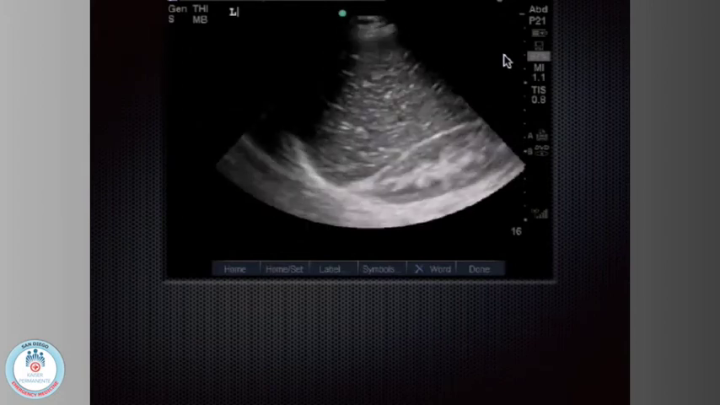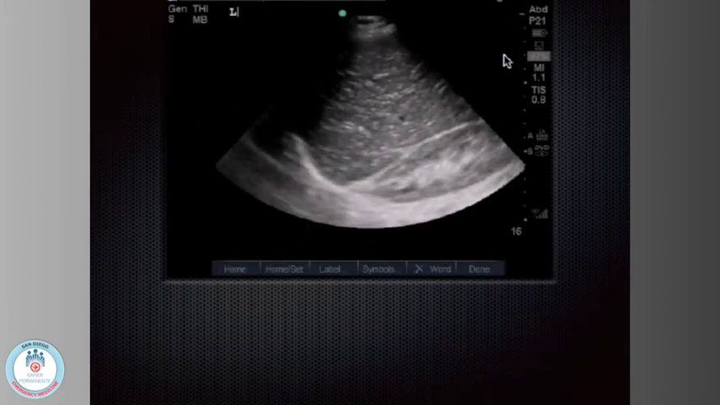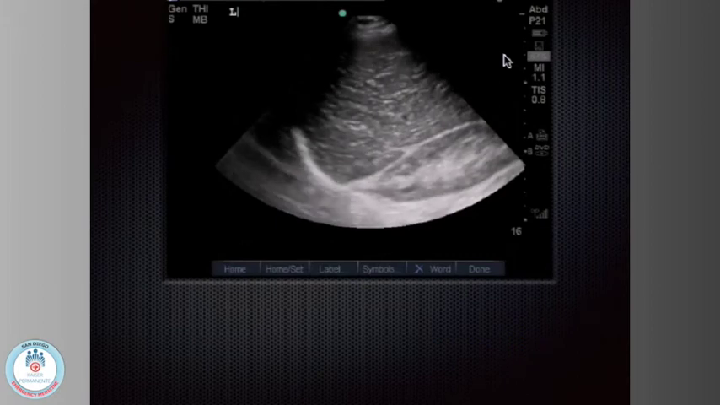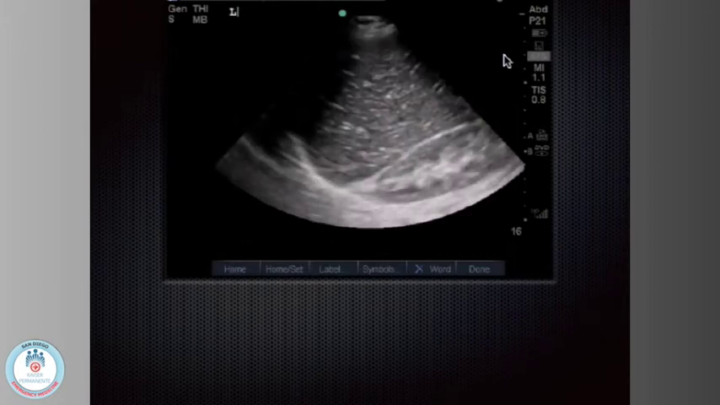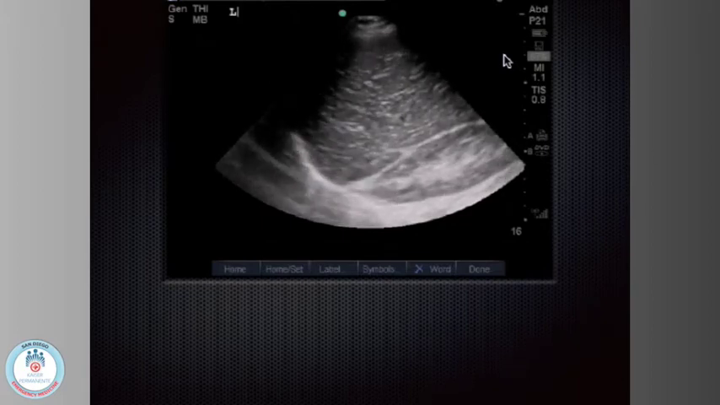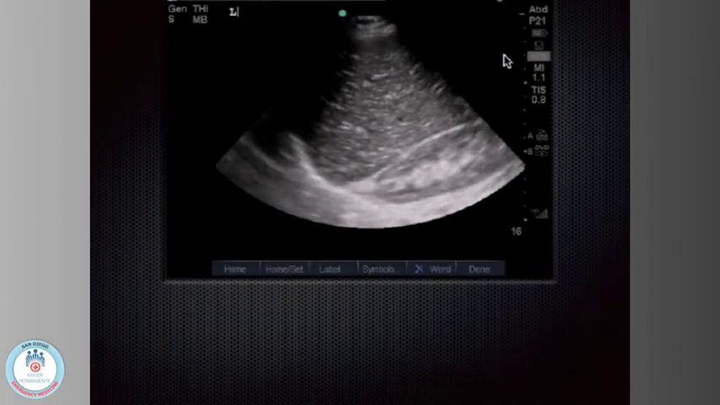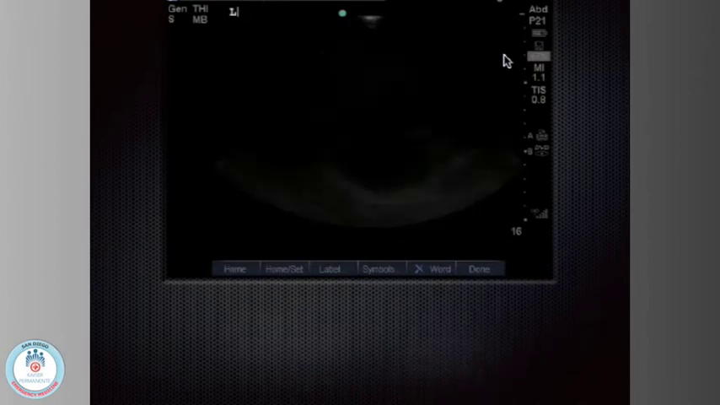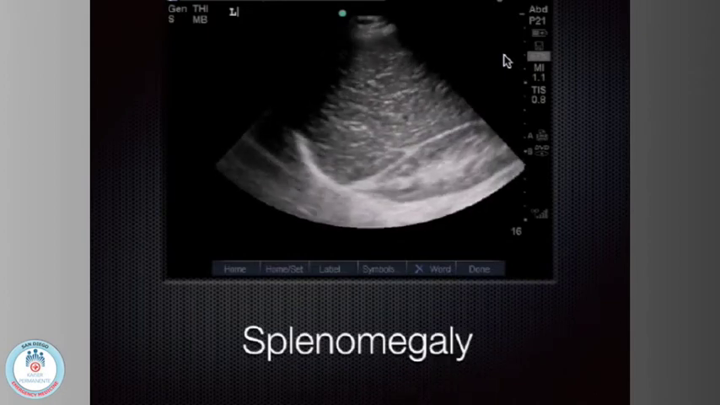This is a 16-year-old patient who came in with sore throat, fever to 39, lymphadenopathy, like tender lymphadenopathy, submandibular. Yeah, this is like a huge spleen.